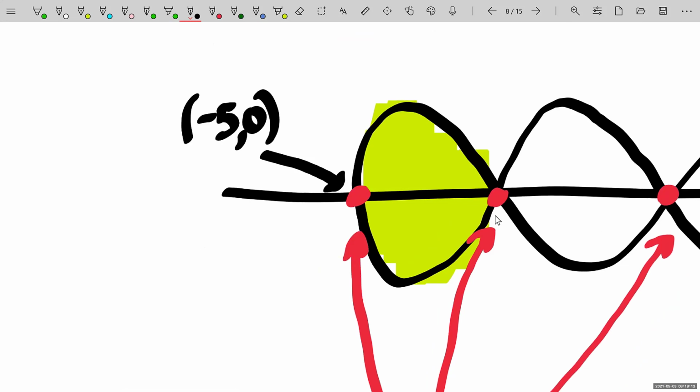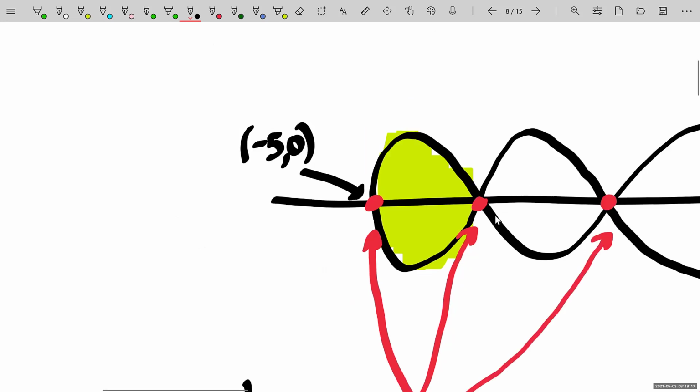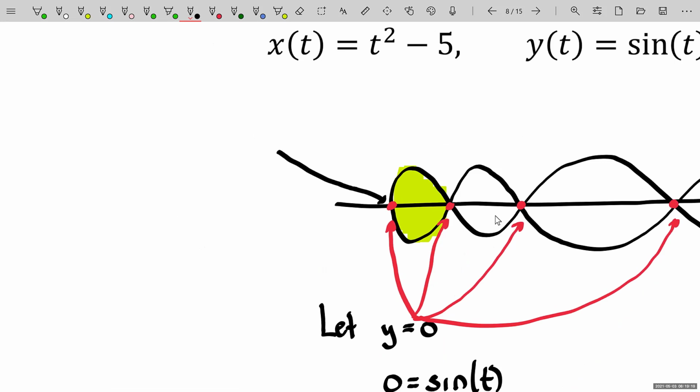The time value for that, maybe I'll actually zoom out and allow myself to write this a little bit larger so you can see my thought process. That point is negative 5, 0. It occurs at time equals 0.